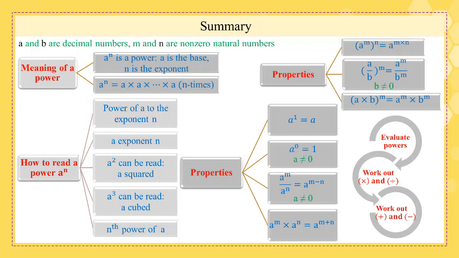Finally, powers and calculations. First, evaluate powers, work out multiplications and divisions, and then work out addition and subtraction.